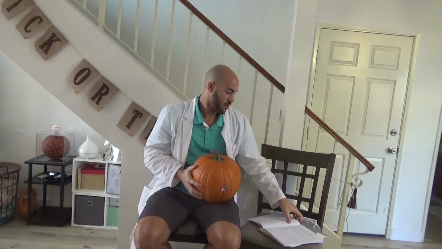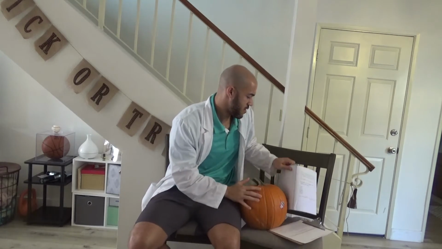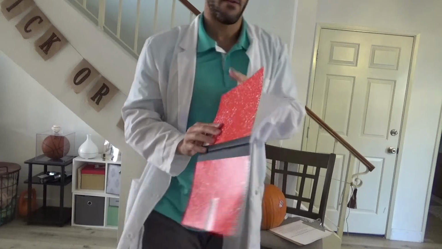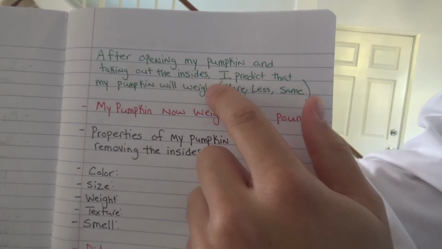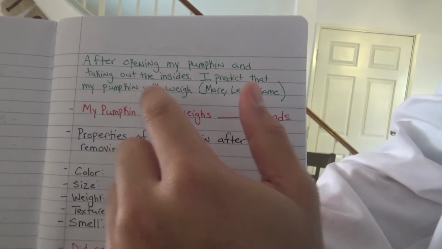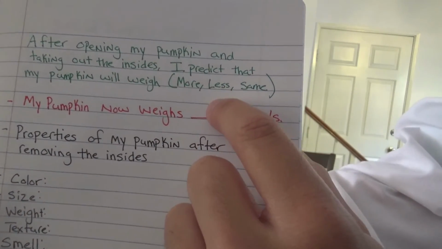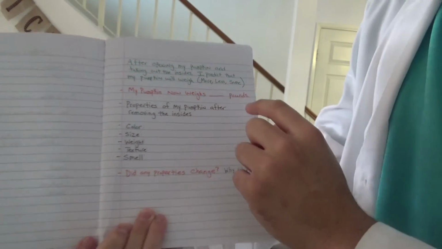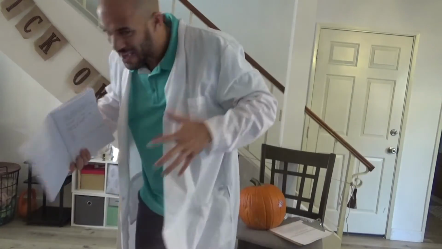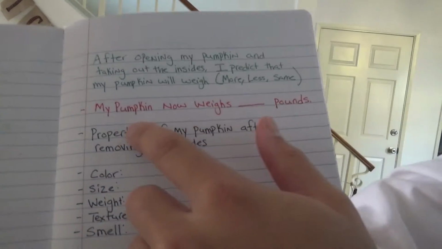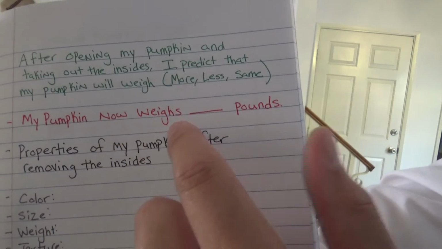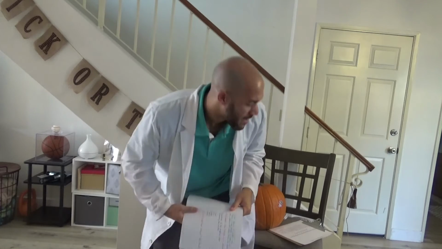All right, so in your journal, I wrote down, after opening my pumpkin and taking out the insides, I predict that my pumpkin will weigh more, less, or the same. And then after you scoop everything, after you take everything out of your pumpkin, go ahead and weigh it. And then you could say, my pumpkin now weighs blank pounds. All right? So after you take everything out, go ahead and weigh it again and notice how much it weighs.